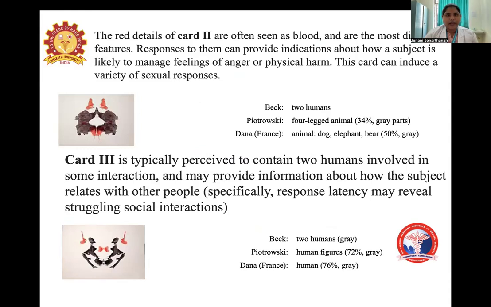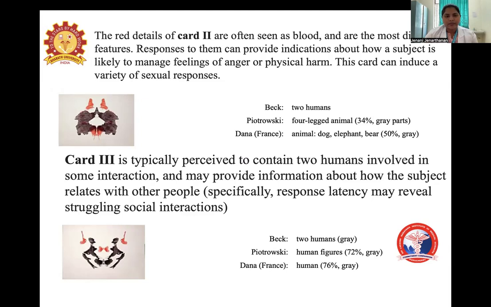The red details of card two are often seen as blood, among the most common features. Responses to them can provide indicators about how likely the subject is to manage feelings of anger or physical harm. This card has a variety of sexual responses. Most of the responses are two humans and four-legged animals.